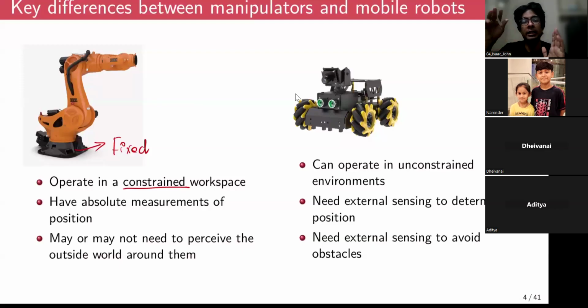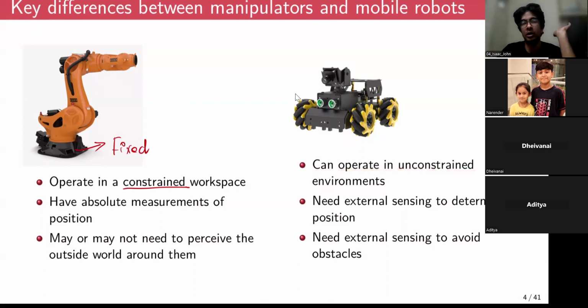So in that regard, it may need to perceive its environment to avoid any sort of mishaps, or if it wants to collaborate with other robots, it may need external sensors like vision sensors or proximity sensors. So yeah, we can have multiple scenarios. It can have sensors to perceive the environment, or it may not need to perceive the environment depending on the application, as I've just mentioned. Whereas in the case of a mobile robot, they can operate in an unconstrained environment.